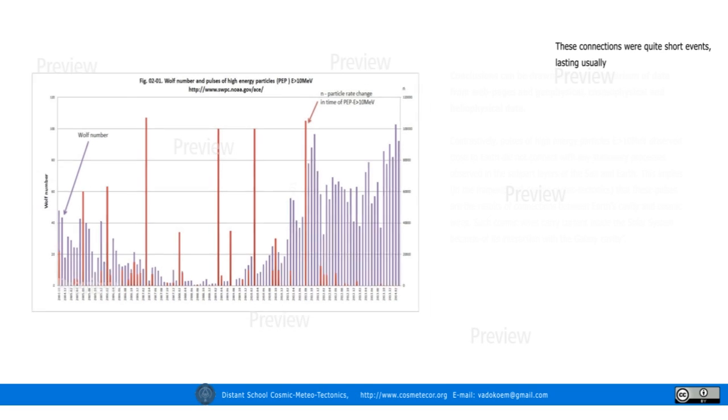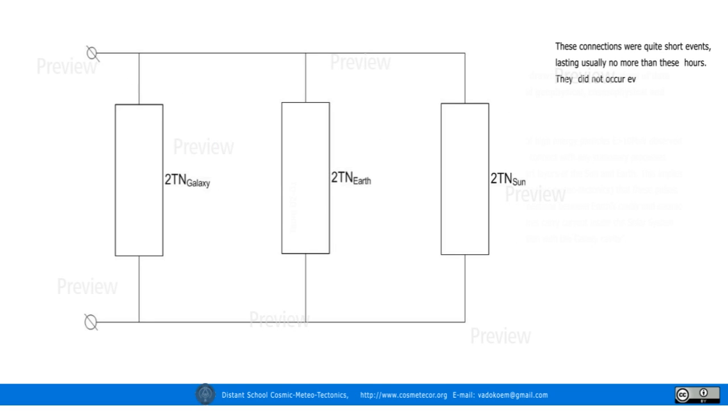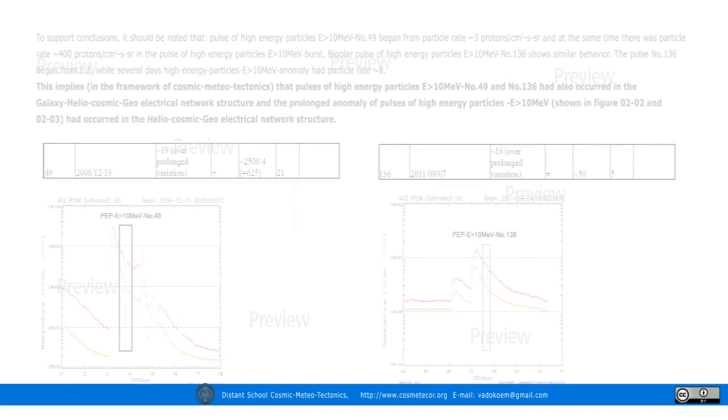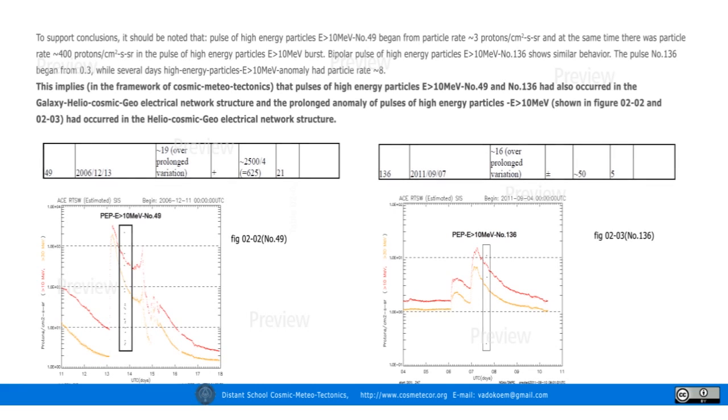They did not occur every day, and were completely dependent on the state and orientation of galaxy heliocosmic geoelectrical network structures. To support conclusions, it should be noted that the pulse of high-energy particles with energy more than 10 mega-electron-volt, number 49, began from a particle rate around 3 protons per square centimeter, and at the same time there was a particle rate about 400 protons per square centimeter in the burst.